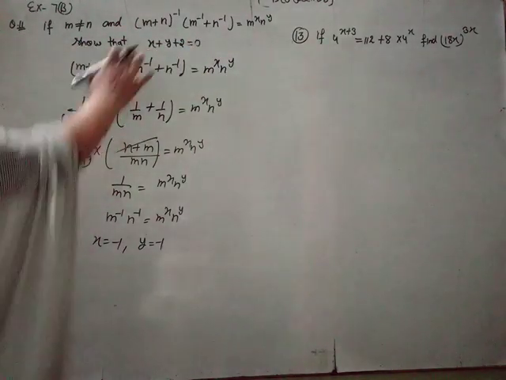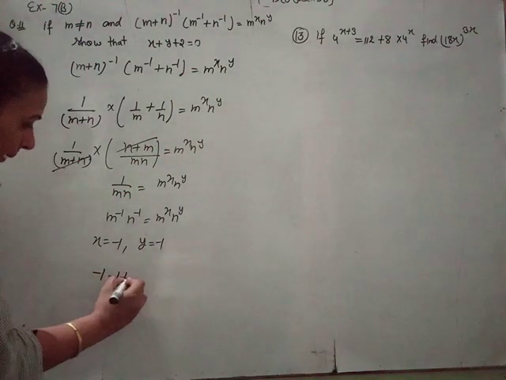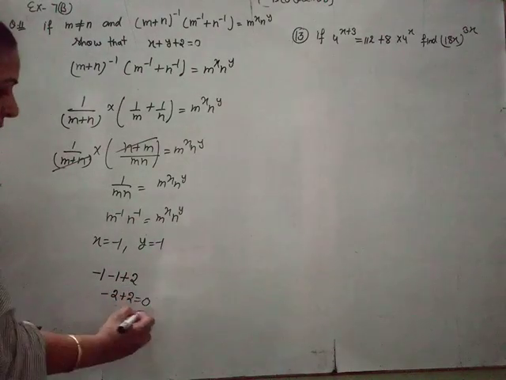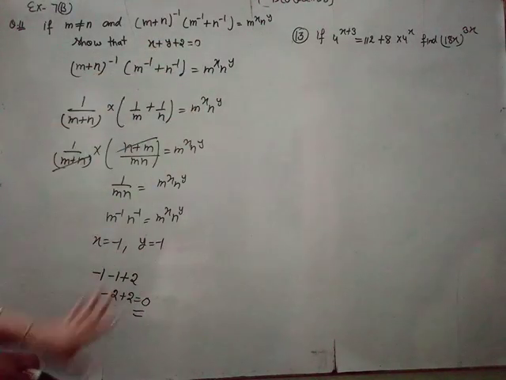Then put in place of x minus 1, in place of y also minus 1, plus 2. Minus 2 plus 2 equals 0. Okay, students, if x and y are both equal to minus 1, then this equals 0. Okay, this is question number 11.